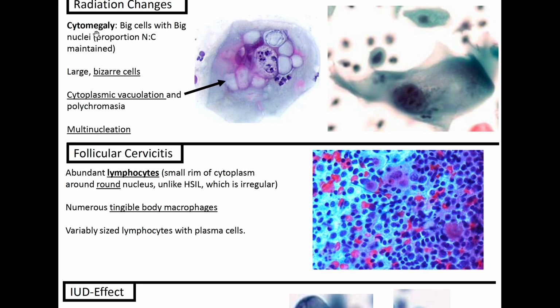So you can have cytomegaly, or big cells with big nuclei, and the proportion of N to C, the nuclear to cytoplasmic ratio, is maintained. And you can have these large, bizarre cells. And that just, like I said, makes sense. If you're radiating a cell, you're introducing this external radiation that is completely abnormal, and the cell just reacts bizarrely, right? It's behaving in a bizarre way. So you have this cytoplasmic vacuolation and polychromasia, and then multinucleation also.